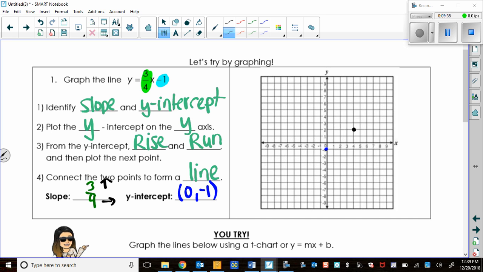Okay, I'm going to continue on until the very end, so go up 3 and over to the right 4. So I'm going to do that now. Okay, so I found my points. I went up 3 and to the right 4.